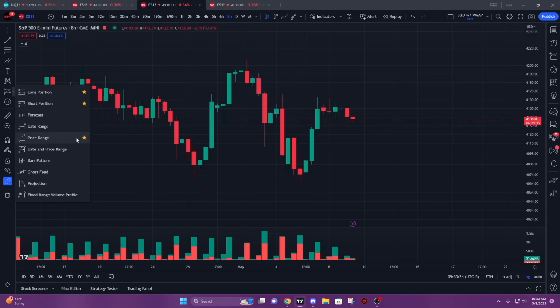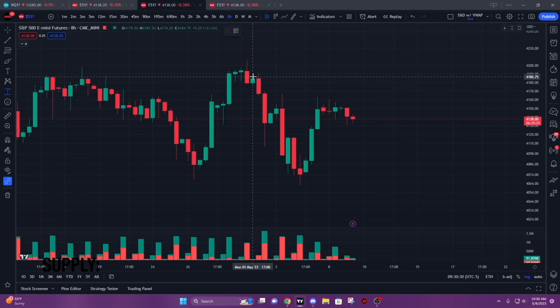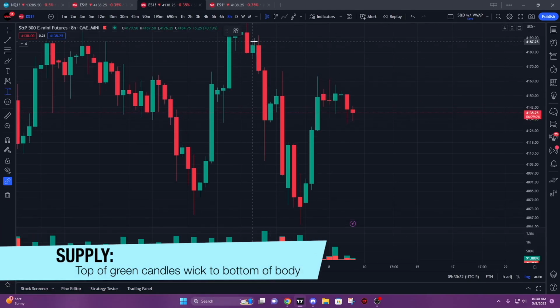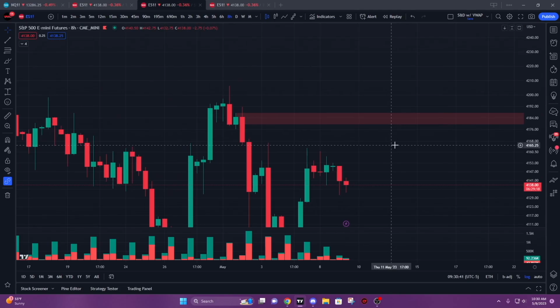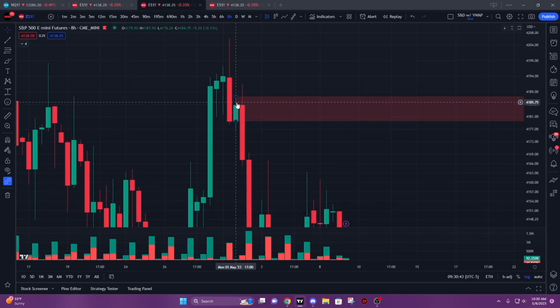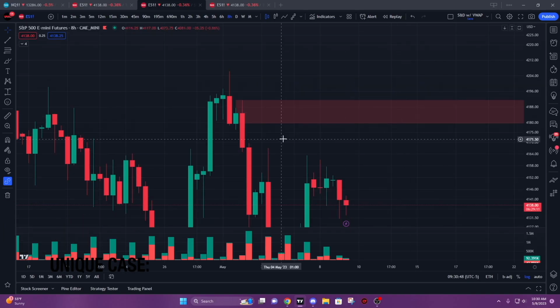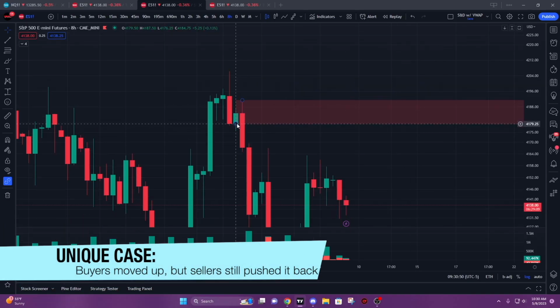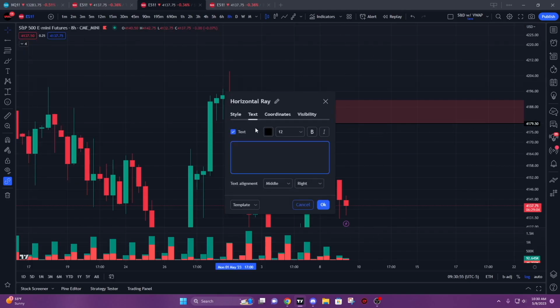Then we're going to take our price range tool or our rectangle tool, and we're going to mark from the top of the wick of this green candle to the bottom of the body. And then we're going to change it to red. Okay, so this is our supply zone. In this instance, since this candle wicked above, we're just going to move it to the top of this candle. But generally speaking, we do from the top of the green candle to the bottom of the body. This is our supply zone. And we're going to put a time frame on here so we know what to refer to.